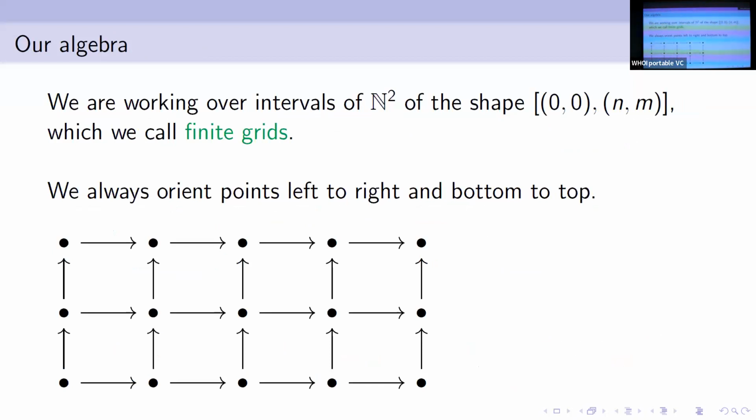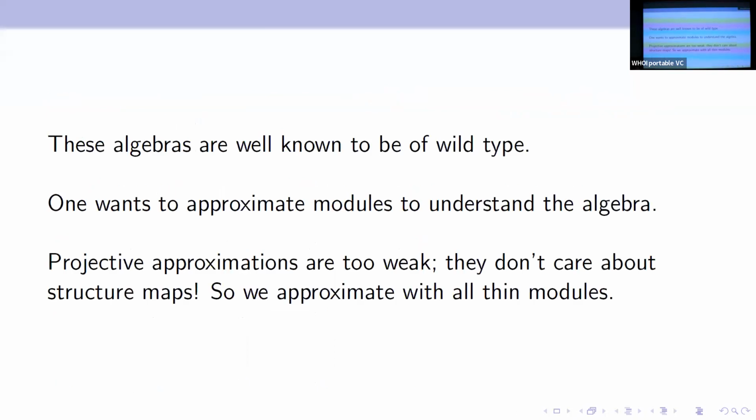So our algebra is the incidence algebra of finite grids. So you take, here for example, it's the 5 by 3 grid, but you could take any grid size you might want. So you would want all the commutativity relations there if you want to start from simply a quiver. We will always orient things from bottom left to top right, as so. And these are well known to be of wild type, meaning that understanding all the indecomposables is pretty much hopeless.